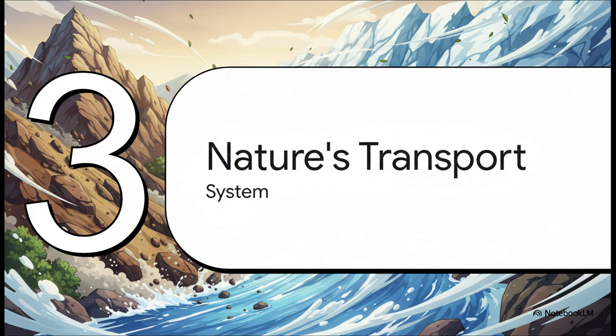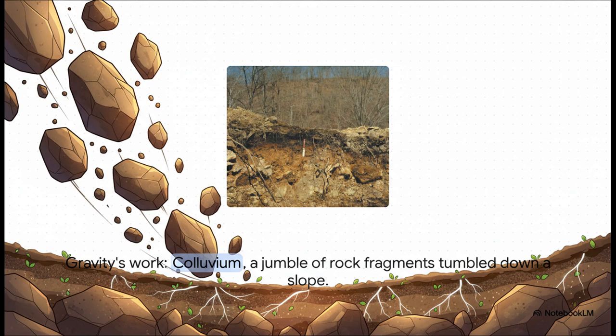All right, so what about those travelers? How do they get around? Well, they use nature's 4 major transportation systems: gravity, water, ice, and wind. Let's start with the simplest one, gravity. This stuff is called colluvium, and really, it's just a jumbled pile of rock fragments that has tumbled down a steep slope. That means it's poorly sorted. You get these big, angular rocks all mixed in with finer stuff, creating the foundation for new soil at the bottom of hills and mountains.